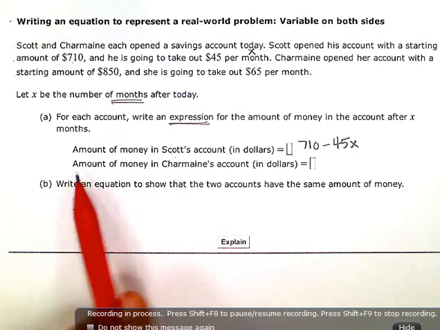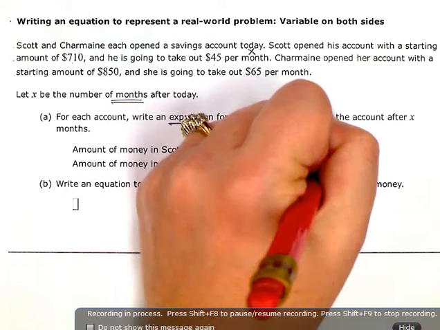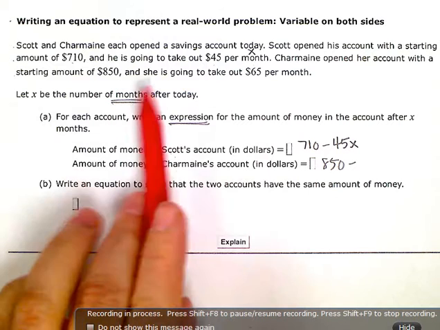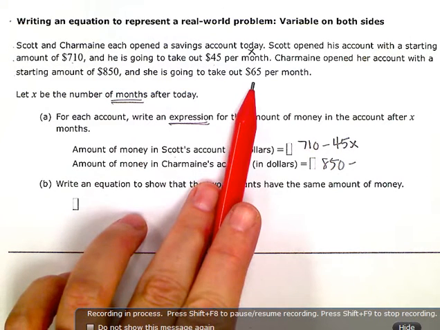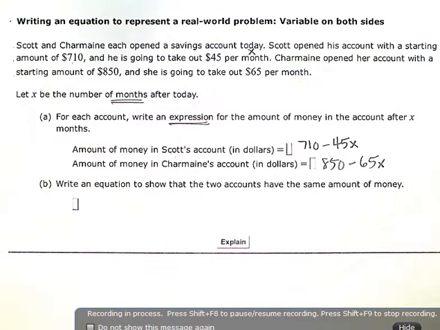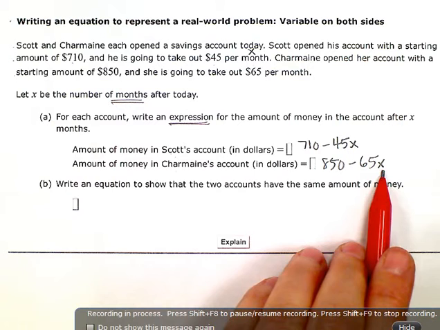Then Charmaine's account is starting at 850. So we're going to write her expression as 850, and she takes out 65 per month. Okay, so we subtract $65 per month. That's our X right there.